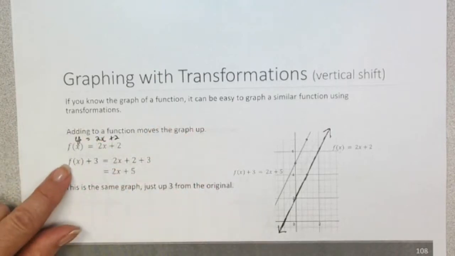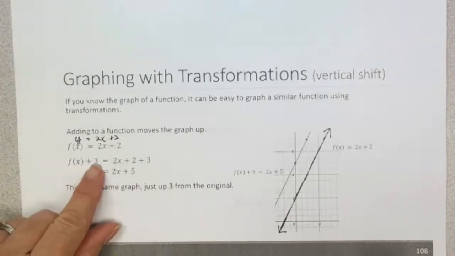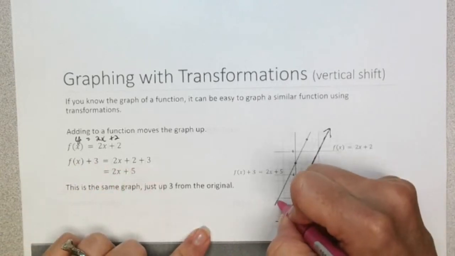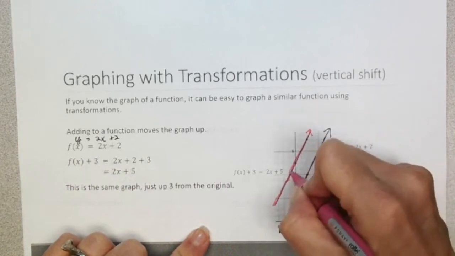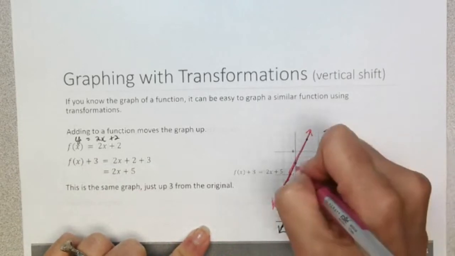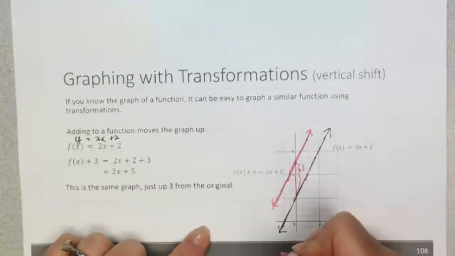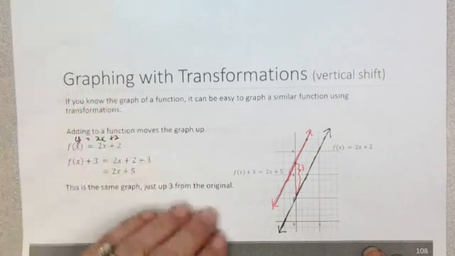And what that does when we add something to a function is it shifts the graph of that function up 3 units, right? So f of x plus 3, or 2x plus 2 plus 3, or 2x plus 5 is this pink line here. This pink line is simply shifted up 3 units. It's the black graph shifted up 3 units. It's that original function shifted up 3 units. So whenever we add something to a function, we're shifting it up.